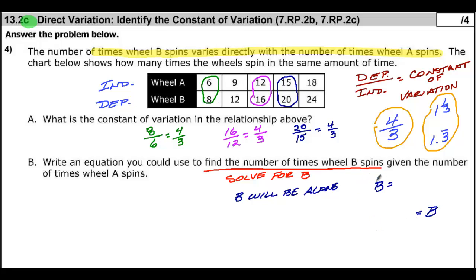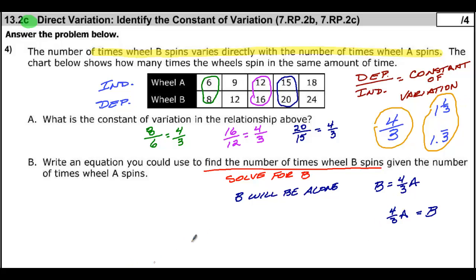There won't be any constant with the B. It's a 1. So what's the relationship? Well, if you take the 6 and you want to get the 8, you have to multiply by the constant of variation. You have to multiply by the 4/3. Same thing down here. It could be 4/3 A equals B. It could be one of these others.